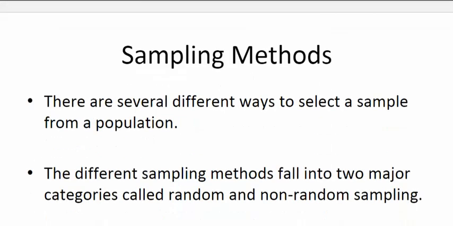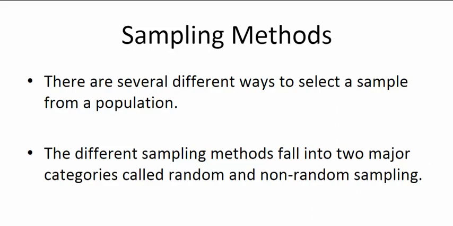And there are different ways to take a sample from a population. There's different ways to select your participants, and the sampling methods that are out there fall into two major categories called random and non-random sampling. And in the next part of this video, what I'm going to do is define random and non-random sampling and explain the difference in general, and then go over a few different types of random and a few specific types of non-random.